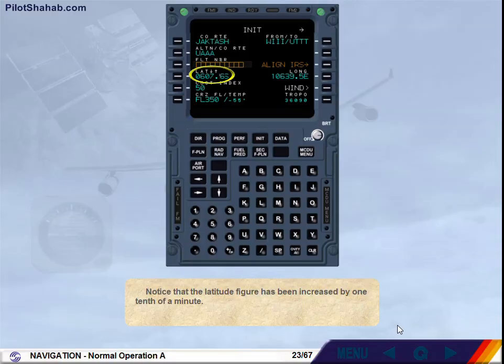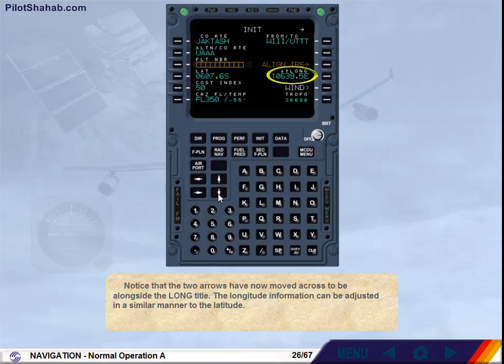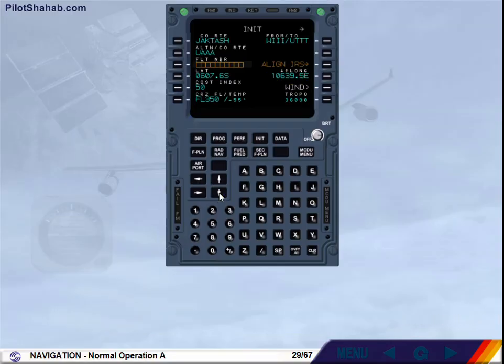To adjust the longitude position, select LSK4 right. Notice that the 2 arrows have now moved across to be alongside the longitude title. The longitude information can be adjusted in a similar manner to the latitude. Press the MCDU slew down key to change the longitude information. Notice that the longitude has been decreased by 1/10 of a minute. Using this method, it is possible to fine-tune the position to, for example, the current gate position.